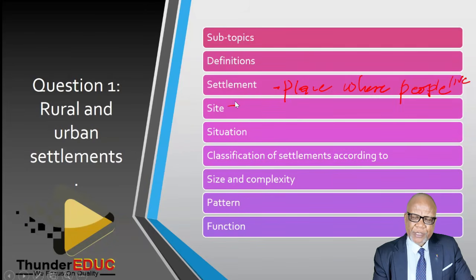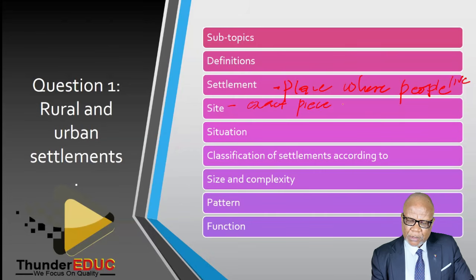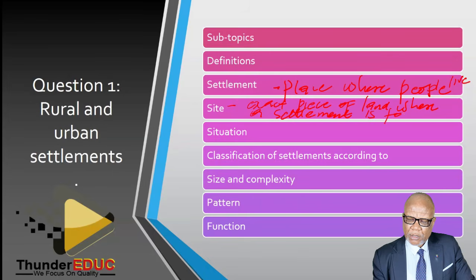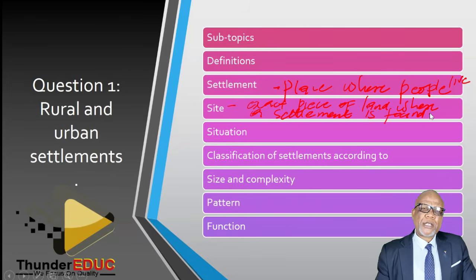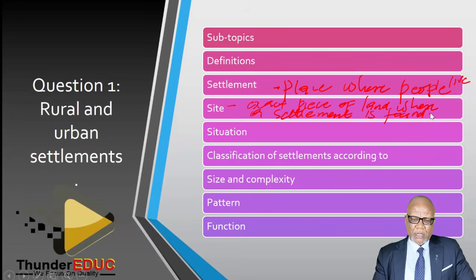And a site is an exact piece of land occupied by a settlement. So that is a definition for a site. Exact piece of land occupied by a settlement, or you can simply say an exact piece of land where a settlement is located or is found.